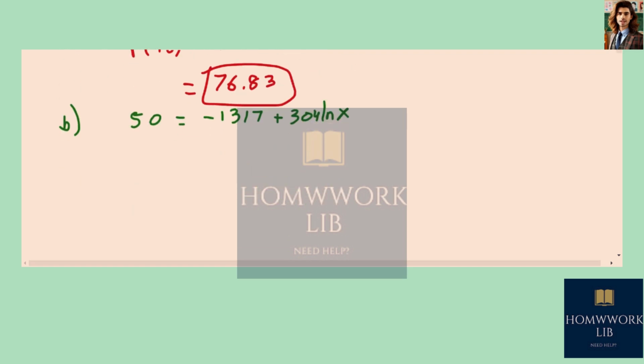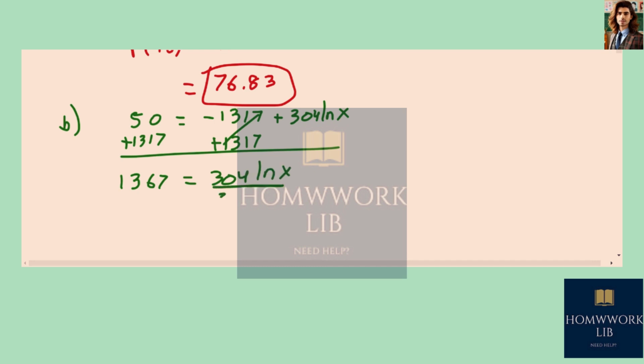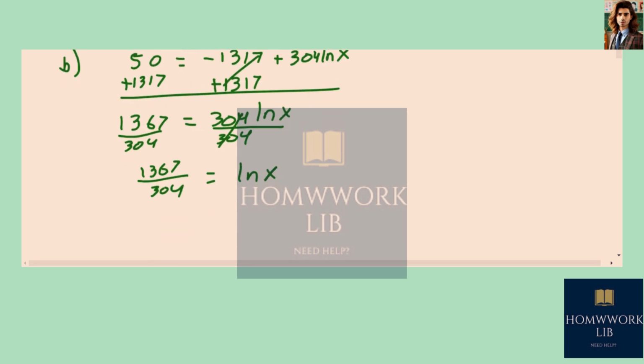So again, we're just going to solve for x. So first, we're going to add 1,317 to both sides of our equation. So when we add that to 50, that'll be 1,367 equal to 304 times the natural log of x. Then we'll divide each side of our equation by 304. So we'll have 1,367 divided by 304, and we won't type that in quite yet, equal to the natural log of x. Well, now we have to put this in exponential form.